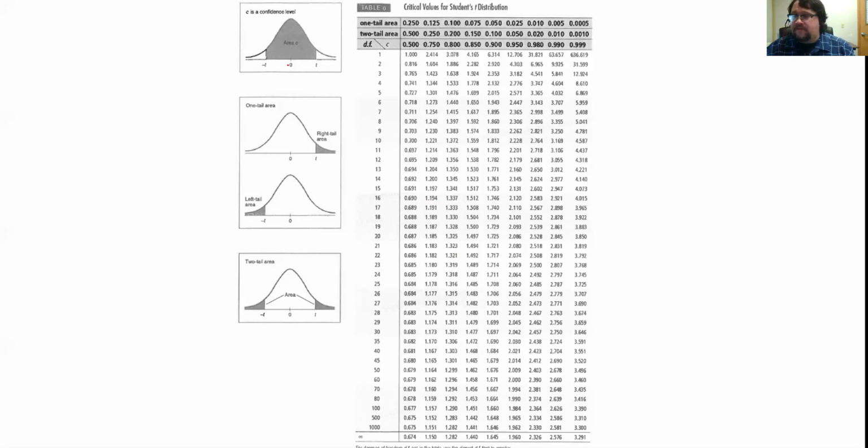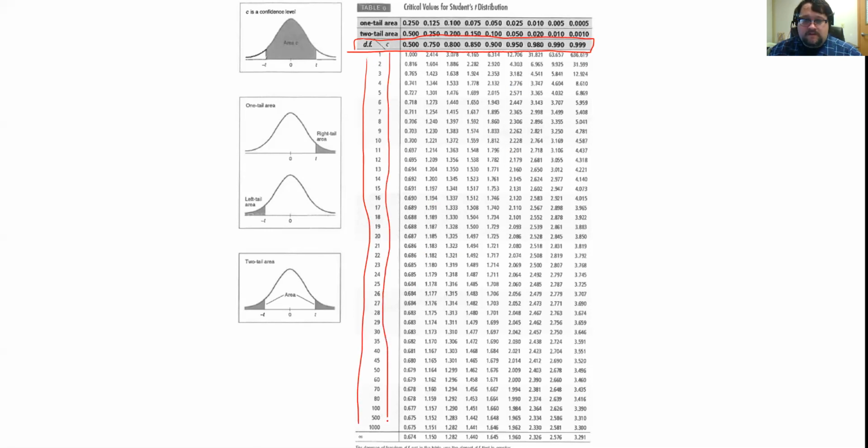Now, there's a lot of information here. We're going to get into all this information eventually, but not today. What we're going to worry about today is this row here and this column, right? And then the space inside, okay? So there are some different things about this than the Z table. First of all, if you look at this picture up here, it kind of tells you what's going on.